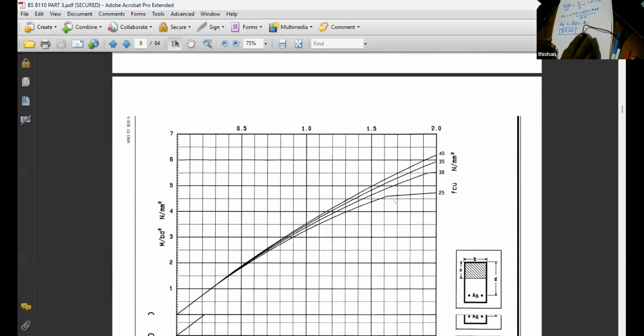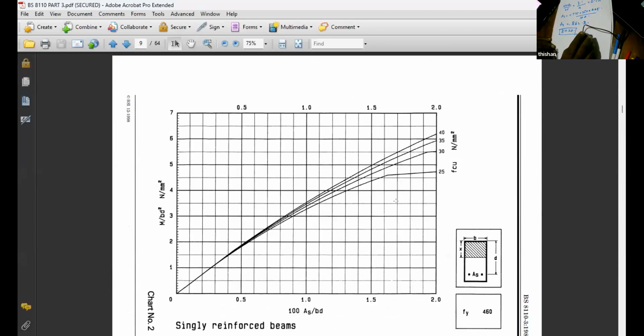Are you familiar with this chart? Single reinforced, BS 8110 chart number 2. I'm sure you are all familiar. Right? So you can see M over b d squared and 100 As over b d. When M over b d squared is 2, what is 100 As over b d? 0.5. Not 0.5, it's about 0.552.